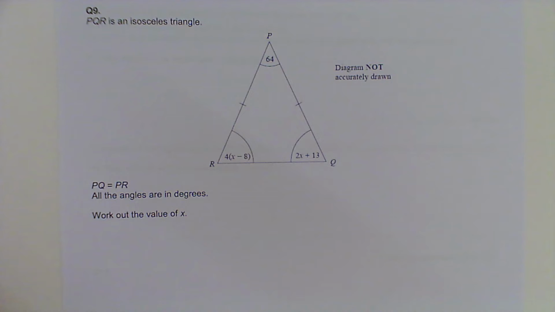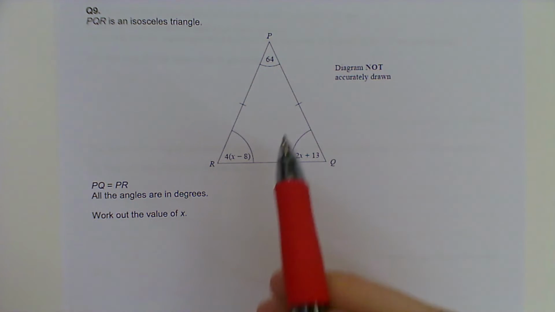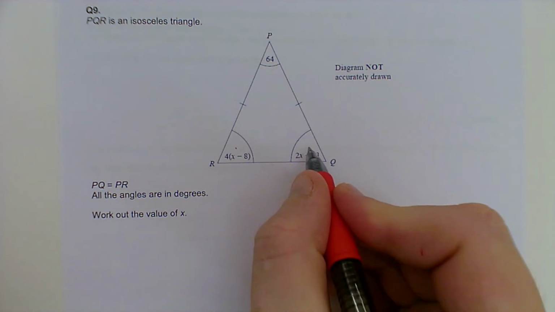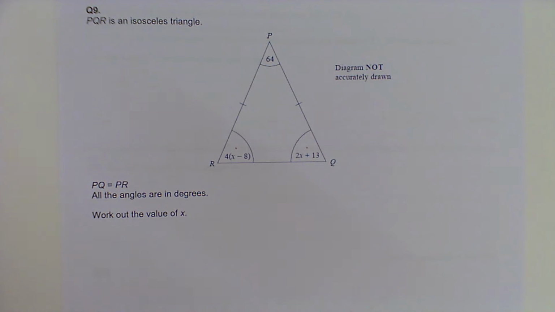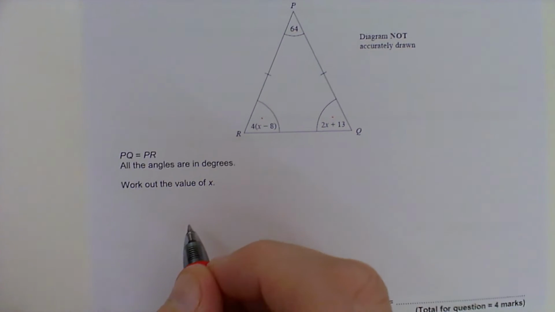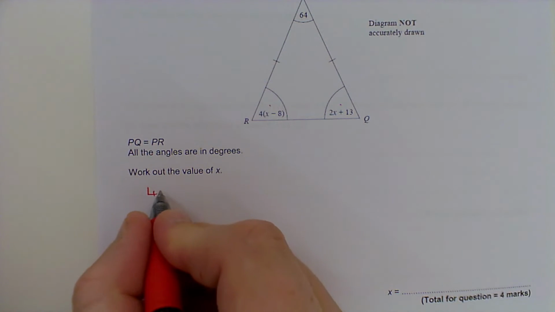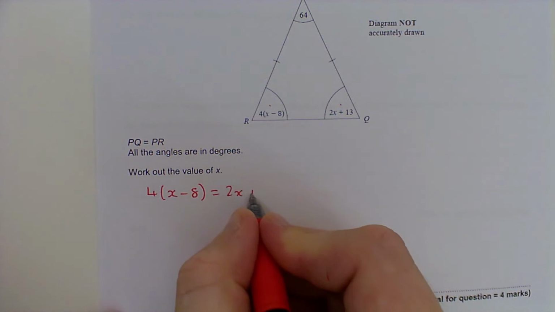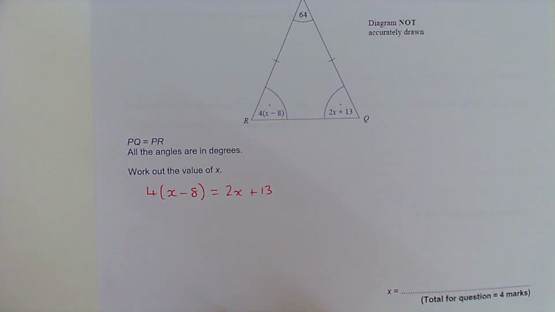Okay, for question 9, PQR is an isosceles triangle. Work out the value of x. Now, what do I know about an isosceles triangle? The worst fact is that the sides are the same. The best fact to remember is that the base angles of an isosceles triangle are equal. So I can say that 4x minus 8 is equal to 2x plus 13. They're the same, so they're equal to each other.